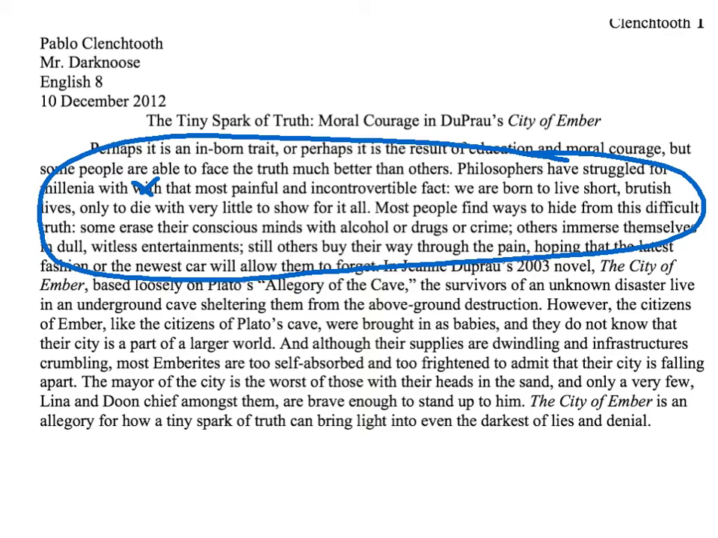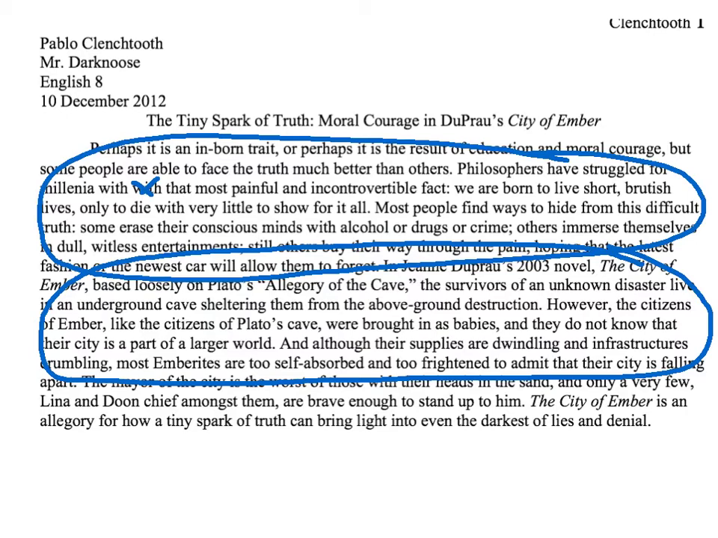So you can see in this second part here that I've introduced the City of Ember. I've done a little bit of background reminder to help my audience. Remember, my audience has read the book, but it's been a while. So I give them a little bit of help, and I prepare them to hear my last two sentences, the first of which you'll see is a sort of bridge to my claim, and then finally my claim itself.